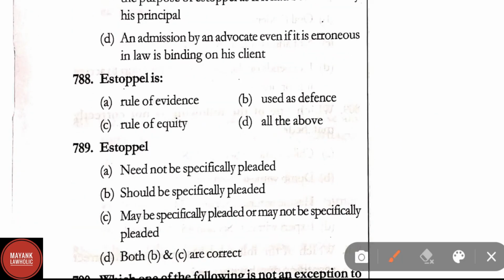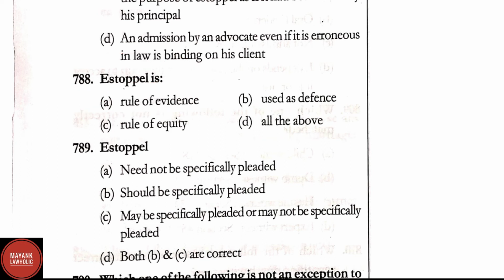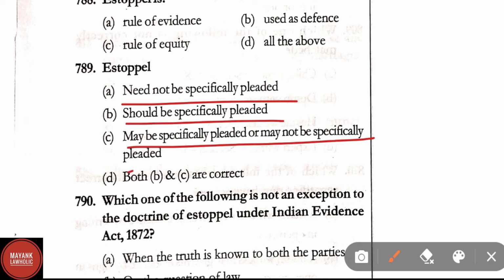Question number 788. Estoppel is a rule of evidence, used as a defense, a rule of equity, all of the above. Correct answer is option A, that is rule of evidence. Question number 789. Estoppel need not be specifically pleaded, should be specifically pleaded, may be specifically pleaded or may not be specifically pleaded. Both B and C are correct. Here correct answer is option B. Estoppel should be specifically pleaded.